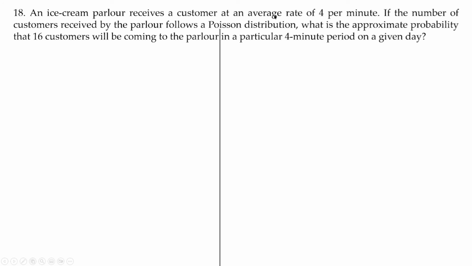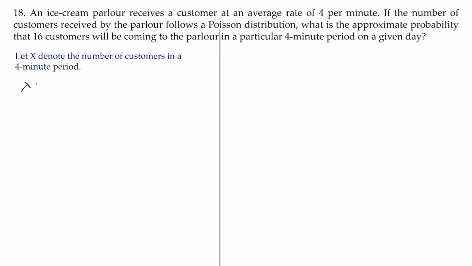So here the average rate is given, it is 4 per minute. The average rate of customers at an ice cream parlor is 4 per minute, and the number of customers received by the parlor follows Poisson distribution. We need to find the approximate probability of 16 customers coming in a particular 4-minute period. So here, whichever probability is asked, let us take it as X. So let X denote the number of customers in a 4-minute period.